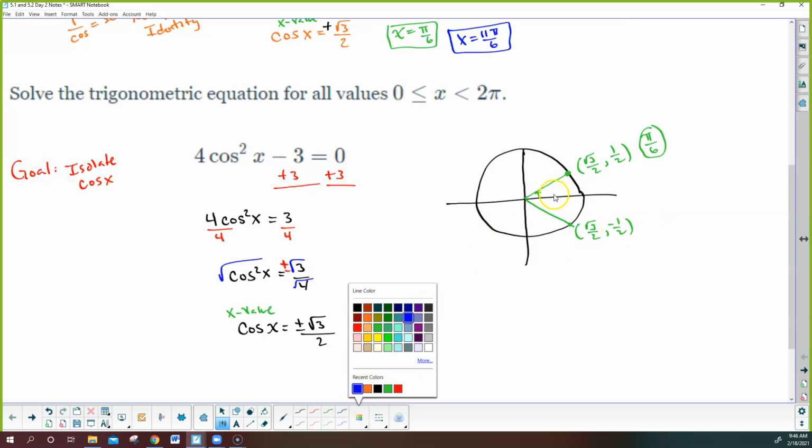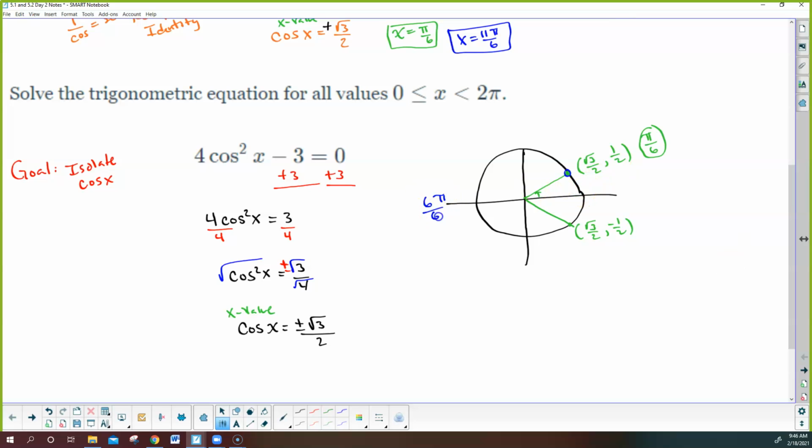And then I think it is important to think about how we think about this. Right? This was pi, but if I'm counting in terms of pi over 6, this would be 6 pi over 6. And then 2 pi is really 12 pi over 6. That's all the way around the circle. But here I went 1 pi over 6 less than that, so that would be 11 pi over 6.